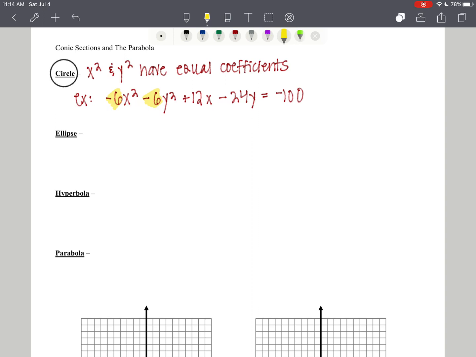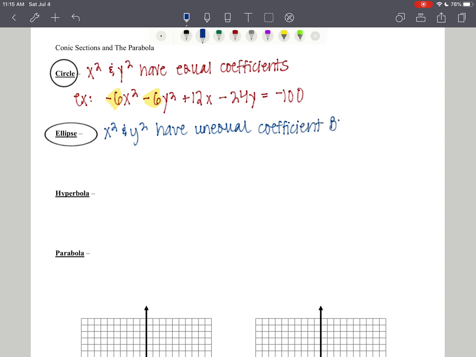Now an ellipse happens. I'm going to try and draw a picture of an ellipse. Let's see if it'll let me do this. There we go. That's an ellipse. So an ellipse happens when x squared and y squared have unequal coefficients but the same sign. So they are both positive or both negative.